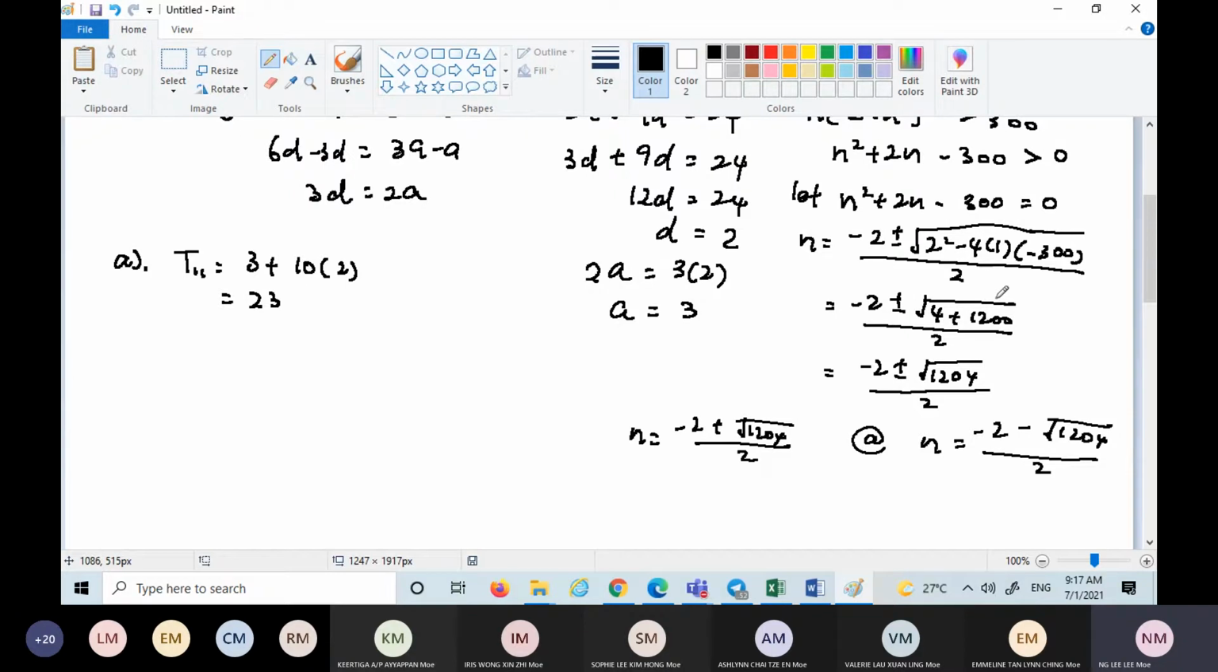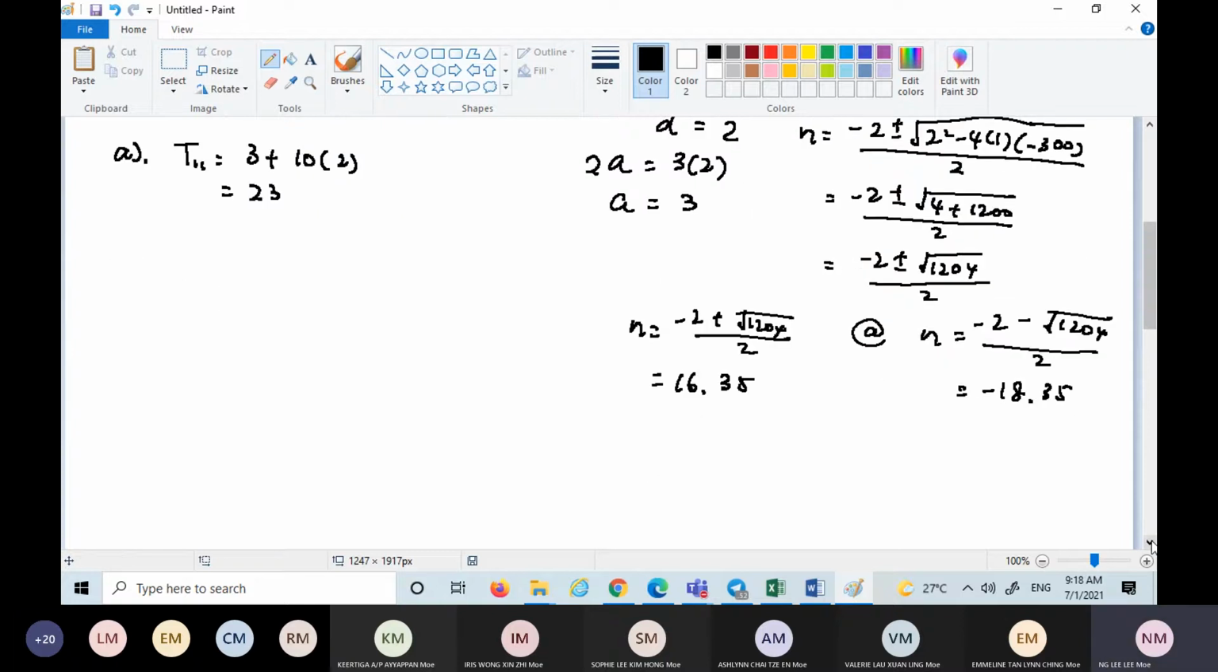Okay, so square root of 1204, then minus 2, then divide by 2. So this one I get 16.35. Okay, this is square root of 1204, then divide by 2. This is negative 18.35. Here, mostly you're right this way. Okay, n is bigger than 16.35 or negative 18.35.